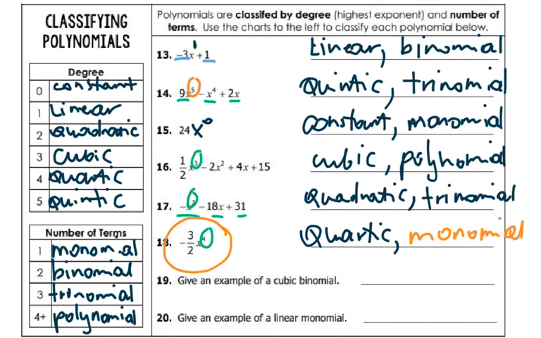Alright, 19. Give an example of a cubic binomial, which means two terms with degree 3, so it could be x cubed plus 2 or 2x, any combination. Linear monomial, 2x, x must be to the power of 1.